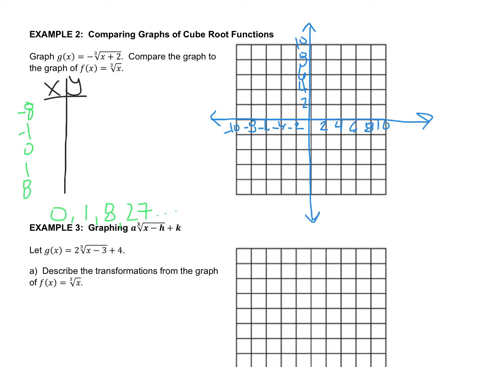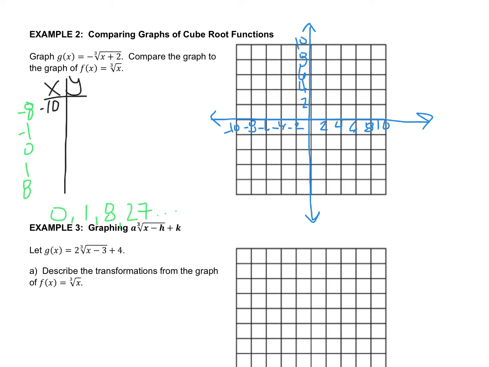But those aren't our x values. We want to make the radicand become those numbers. So how do I add 2 to a number that gives me the -8 that I want? Well, it would be -10. So that's the x value that's going to go in.